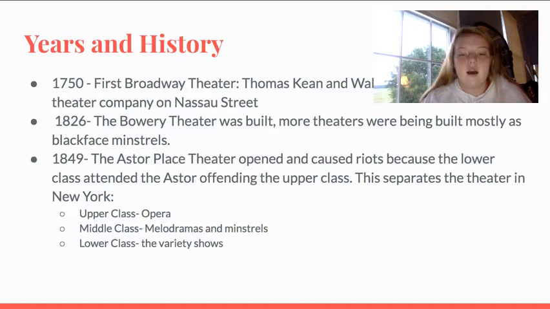because the upper class got offended because the lower class was able to attend their theaters, and so this separated theater in New York by upper class going to opera, middle class going to melodramas and minstrels. The lower class goes to the variety show.